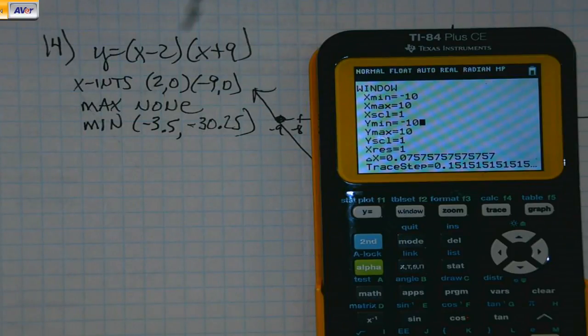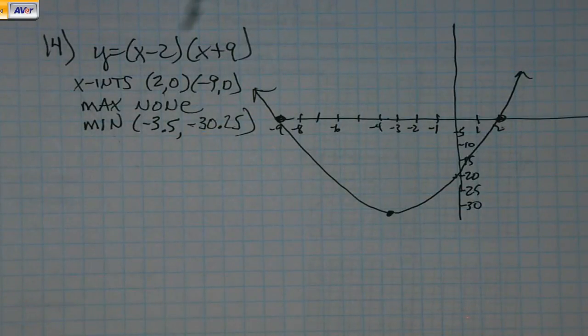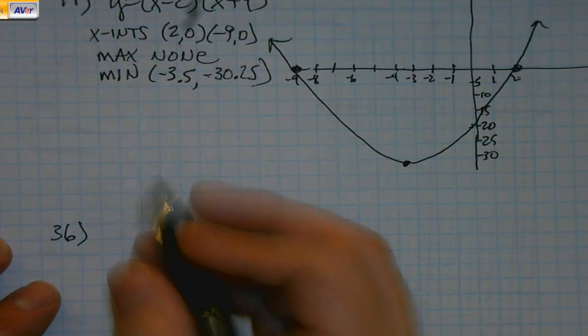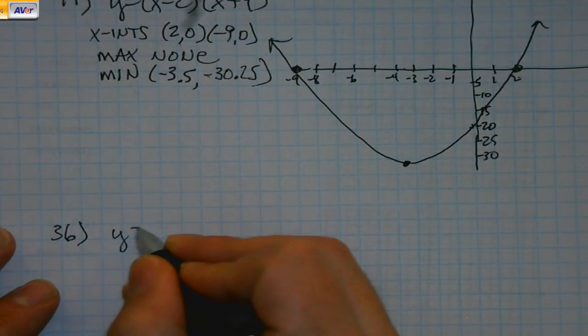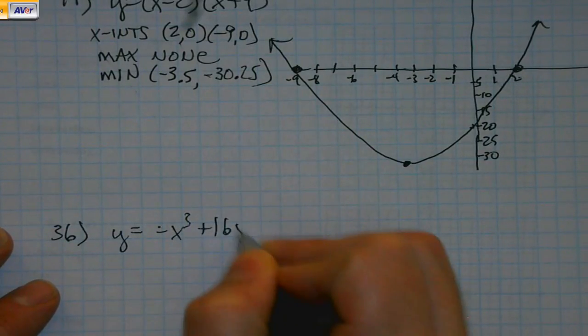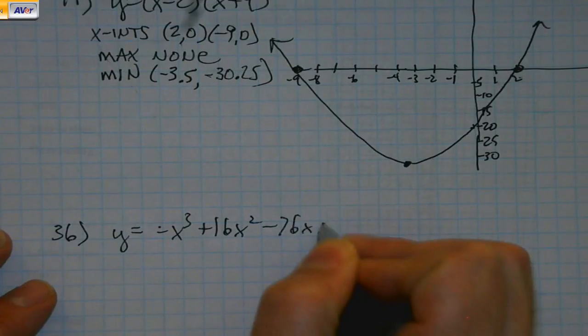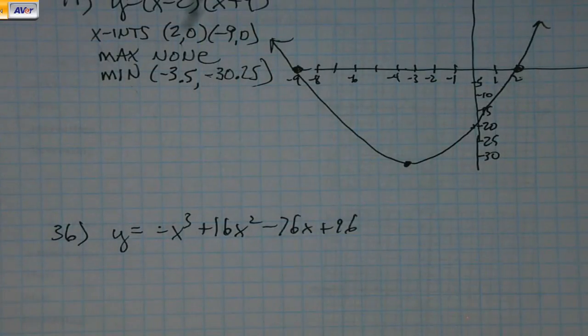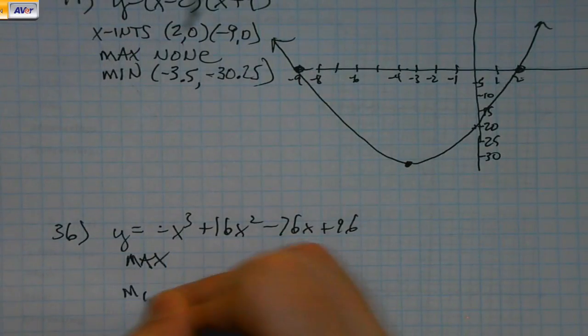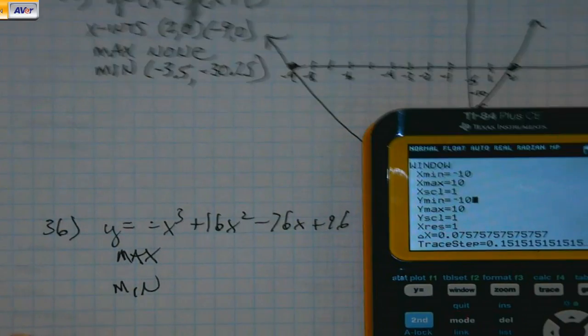And then the last one I want to do one of those last two. So which one looks worse? Ooh, 36 looks cray-cray. Let's do 36. And it's okay when you're doing an assignment to get a little different order to things. Here we're not looking for graphs. We're looking for maxes and mins. So we're going to let the calculator do our work as far as this goes.